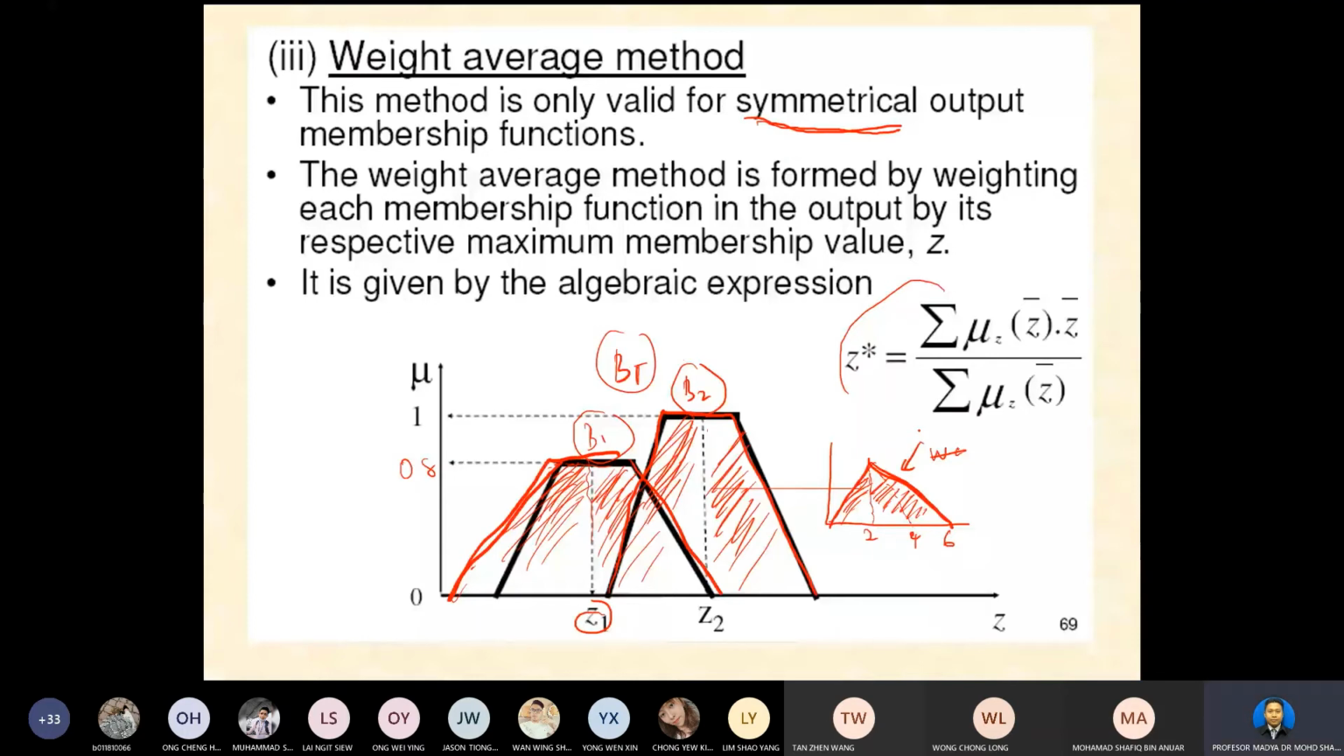Okay, this is an example. I put Z1: 0.8 multiplied by Z1 here, plus 1 multiplied by Z2. Here is the center, Z2, multiplied by membership value 1, divided by the membership values 0.8 plus 1. And then we get the Z total. So Z total we will send to our plant.